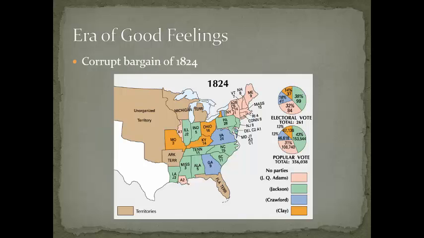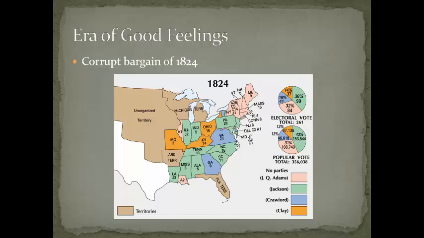It's very interesting. Andrew Jackson ends up with the most popular votes. You can see here, according to this chart, Andrew Jackson is the green color. He wins 153,000 popular votes, which gives him 99 votes in the Electoral College. In a distant second place is John Quincy Adams. He has 108,000 votes, and he has 84 votes in the Electoral College.